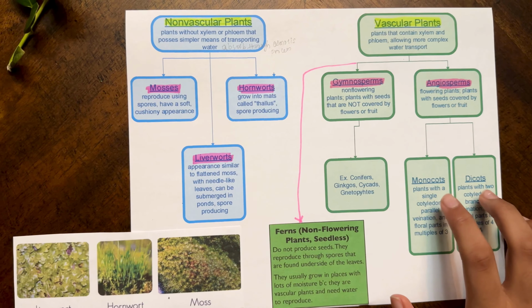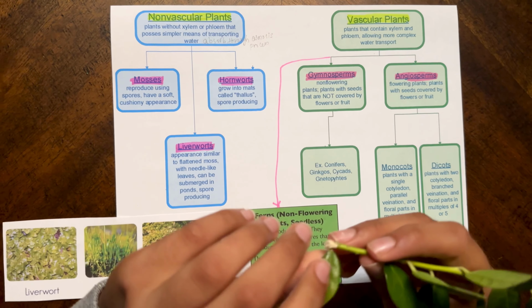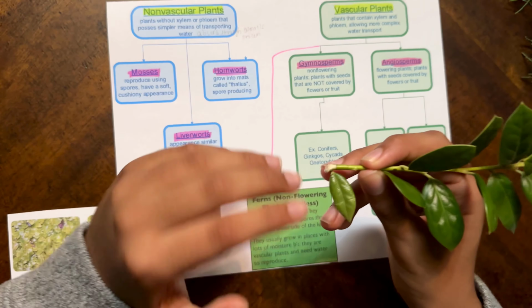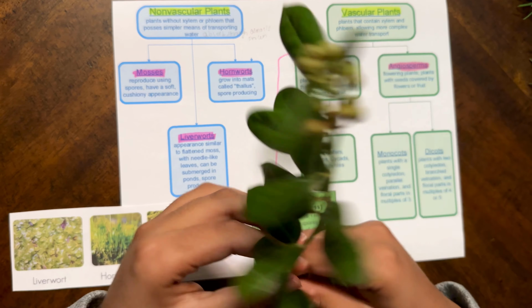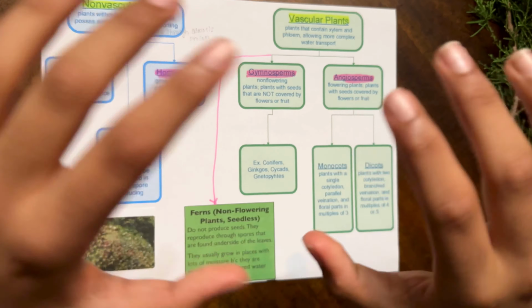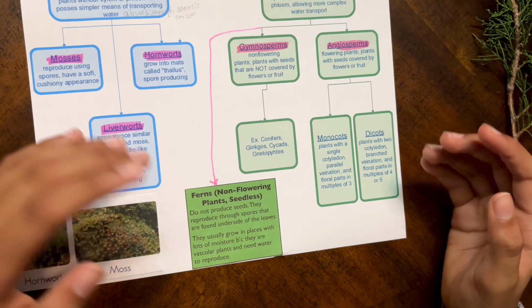Not only comparing the cotyledons, but monocots have a parallel vein variation. So when we look at leaves, we typically see the veins move parallel to the midrib over here. But when we look at dicots, they completely branch out, meaning that the veins move in multiple different directions that are not parallel to the midrib.